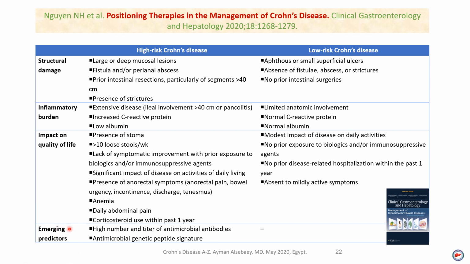and there are emerging predictors like the high number and titer of the antimicrobial antibodies and the antimicrobial peptide genetic signature, okay? So this is a stratification system that can be used also, and it was recently published in Positioning Therapies in the Management of Crohn's Disease in Clinical Gastroenterology and Hepatology. But from my point of view, the AGA classification is easier, okay, easier to memorize.